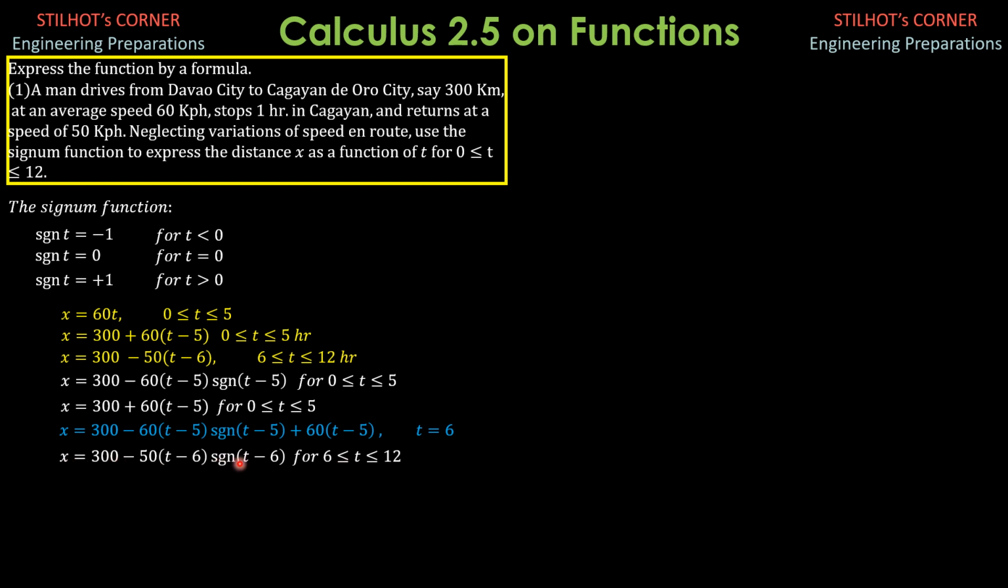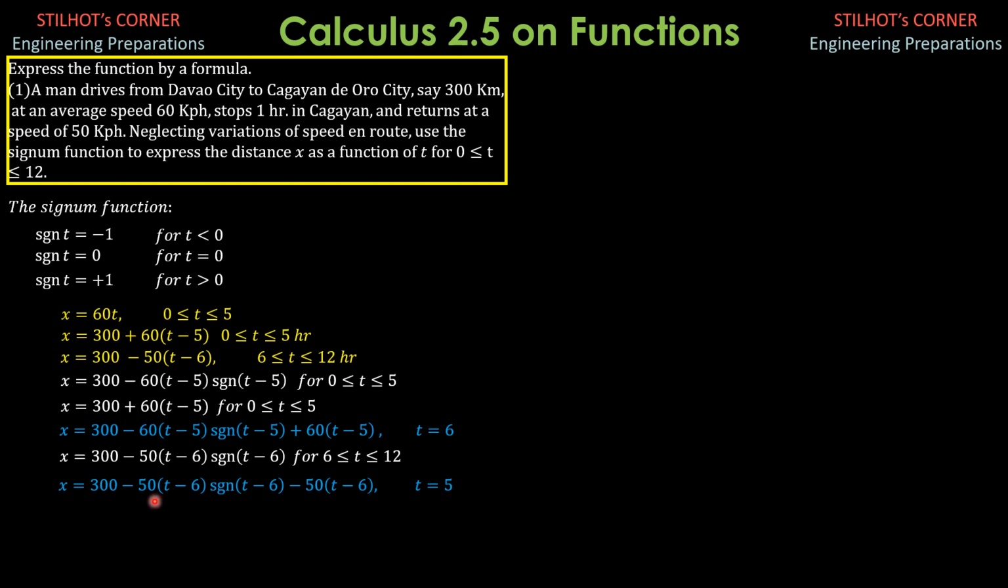So we will adjust this formula by introducing only for the case when t is exactly 5 by subtracting 50 times (t − 6). So x is 300 − 50(t − 6) sgn(t − 6), then minus 50(t − 6) for the case where t is 5. So when t is 5, evaluate this formula, and this is true when t is 5. The distance is 300 kilometers.